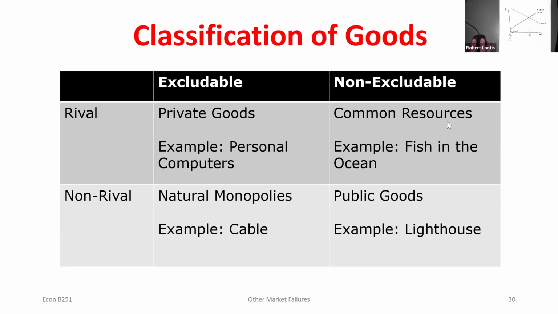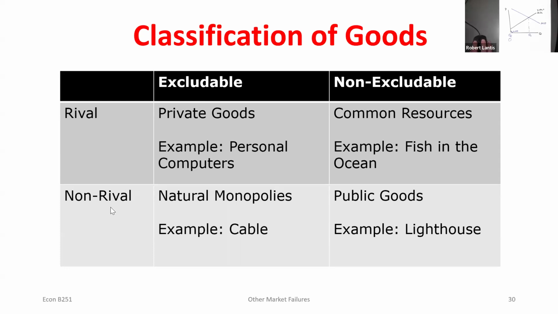So that would be an example of a non-excludable, non-rival good. Those are going to be our public goods. Now, the other two are a little bit weird, and we'll talk quite a bit tomorrow about common resources. Not as much about natural monopolies in this class, although we will talk about natural monopolies in a subsequent module, so this will be after the next exam.